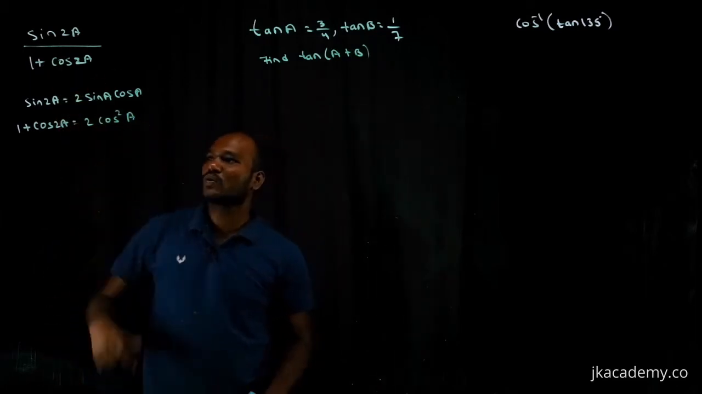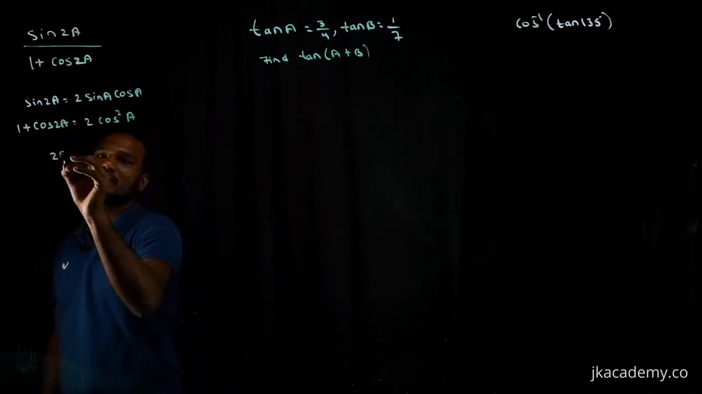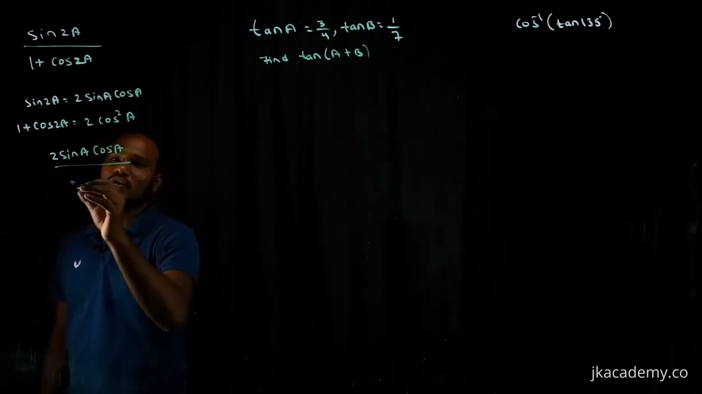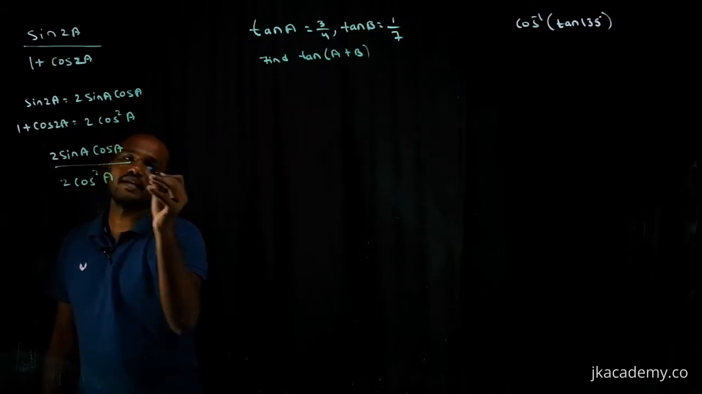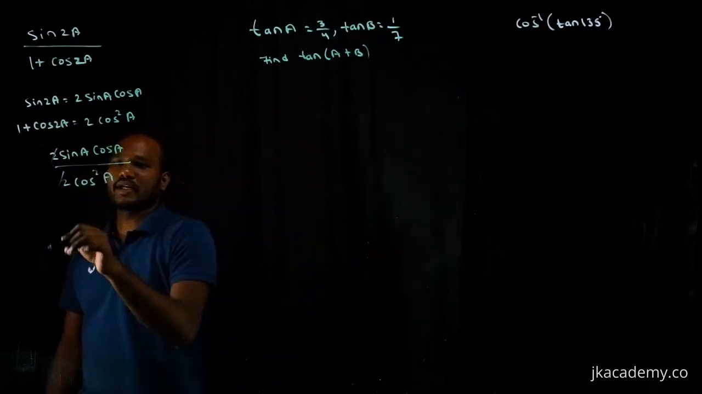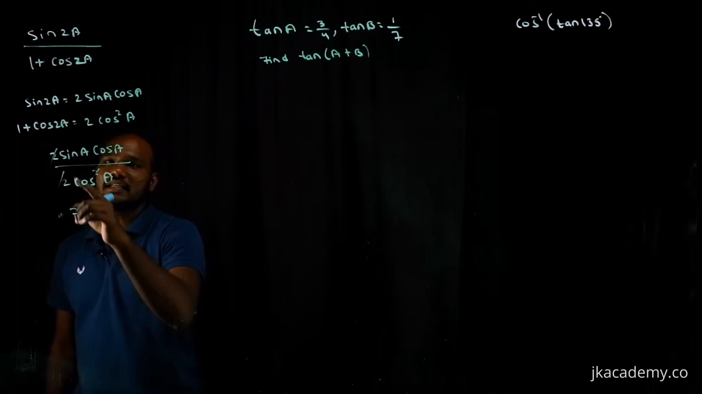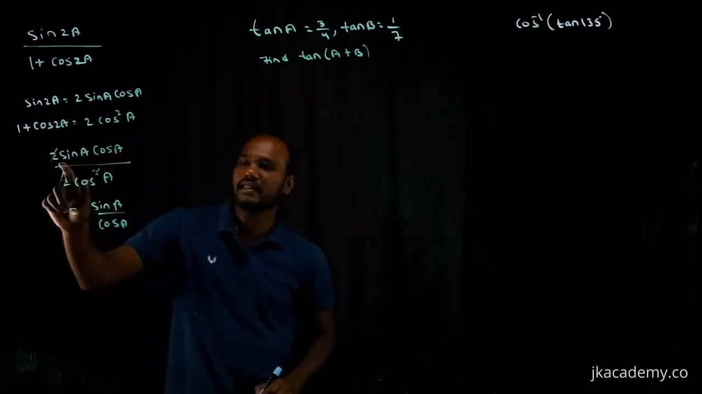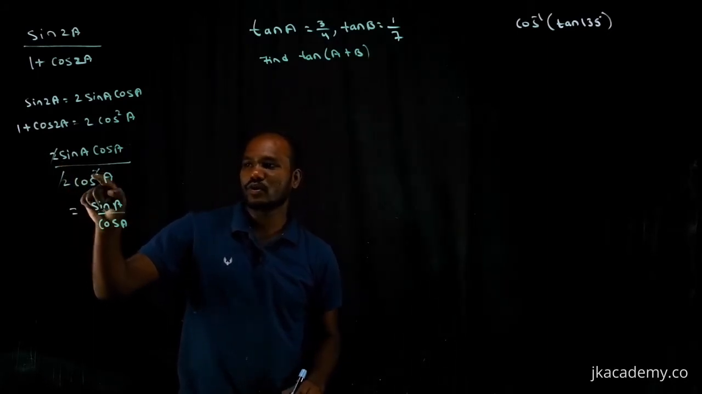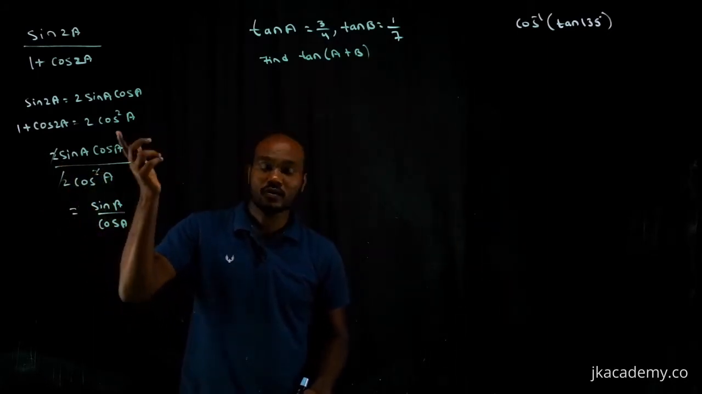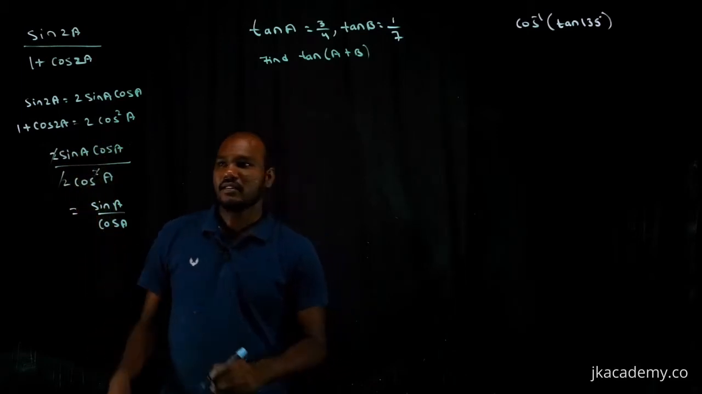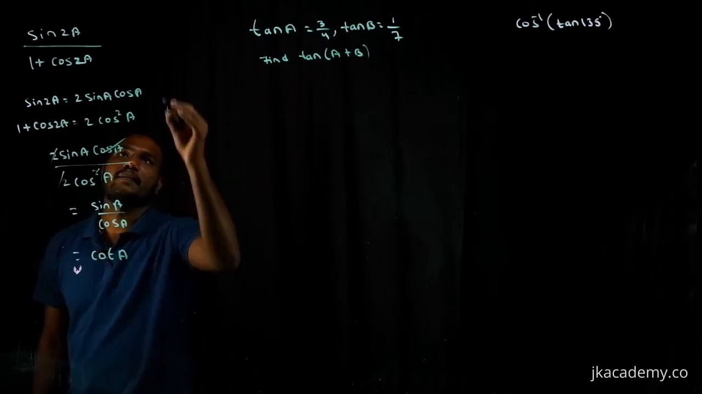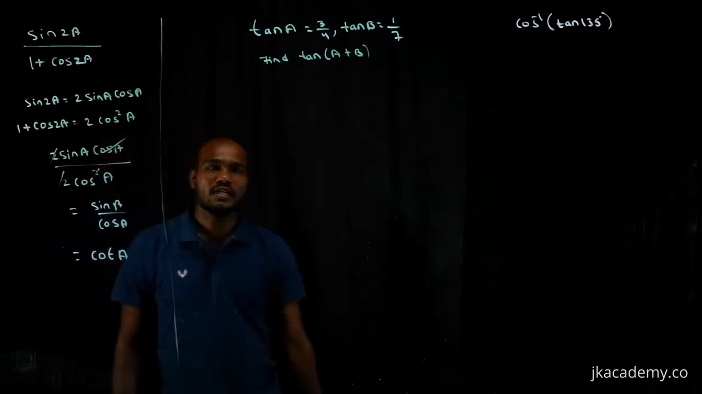Let's substitute this back into the question. So sine 2a is 2 sine a cos a, divided by 1 plus cos 2a, which is 2 cos square a. Now the 2 and 2 get cancelled, and one cos gets cancelled. Sine a by cos a is the remaining. Sine a is in the numerator, and in the denominator there are 2 cos a, right? Cos square means 2 cos square into cos, one cancels, one cancelled. So now we are left with sine a by cos a. What is sine a by cos a? Cot a. This is good. Let's go to the next question.